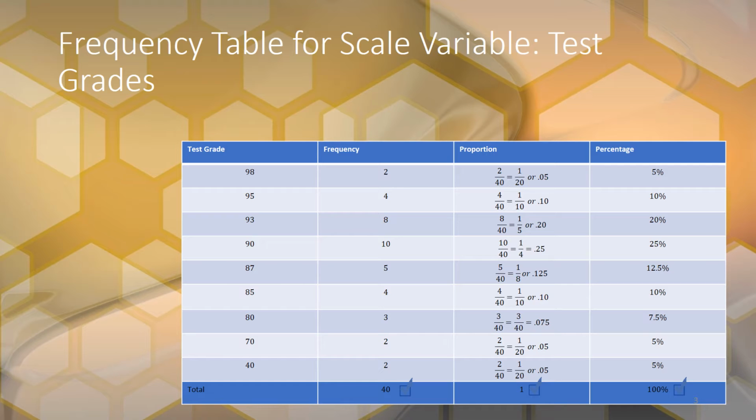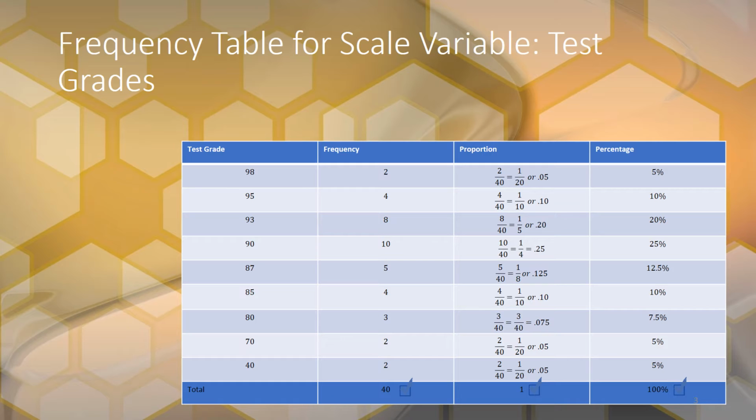Here we have a frequency table for test grades, and so you can see that two people got a 98, 4 people got a 95, 8 people got a 93, and so on. Then we have the proportions and the percentages. Just like the categorical variables, we can take the number in that category and divide by the total sample size, which is 40, and get a proportion, and then multiply that by 100 and get the percentage. So you can do that for all these.